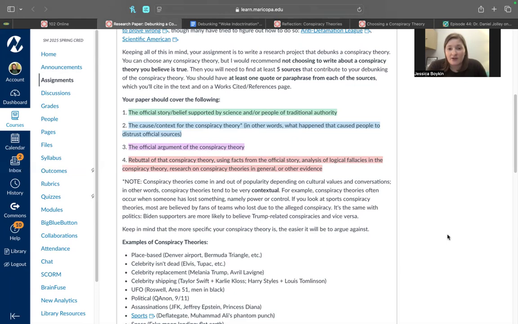Just let me know if you have any questions about that. We are going to be turning in our planned sources, and I'll give you some feedback. The structure of the paper, you're going to want to start with the official theory. So this is going to be, what do historians, government officials, scientists, whoever, what did they say happened?